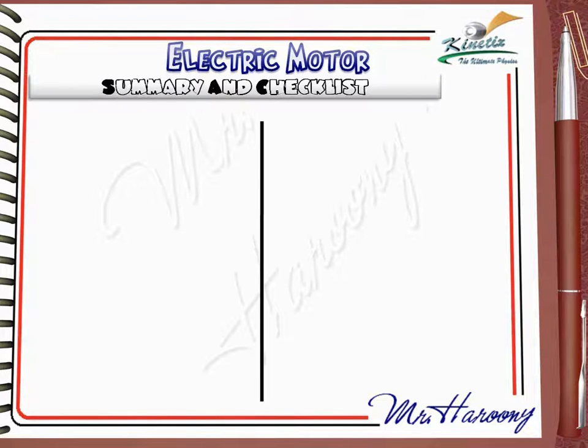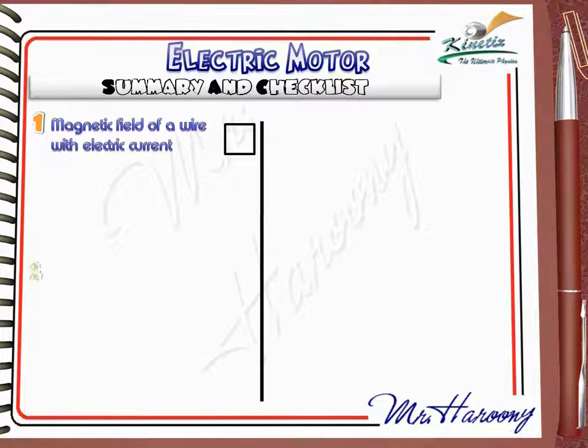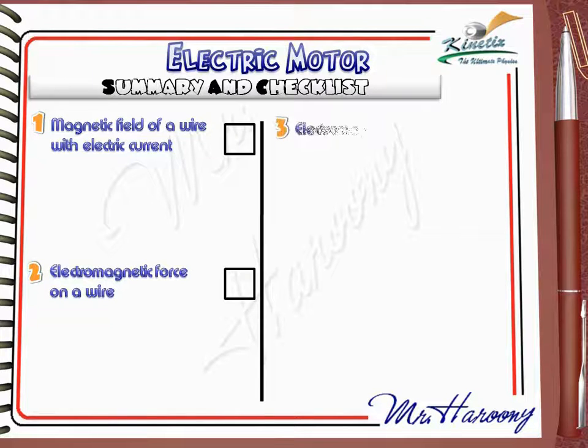Summary and checklist. This checklist includes the titles of all points you need to understand in this lesson. Read the point. If you perfectly understand it, put a tick in the box. There are 4 main parts in this lesson. Number 1, magnetic field of a wire with electric current. Number 2, electromagnetic force on a wire. Number 3, electromagnetic force on a charge. Number 4, the electric motor.